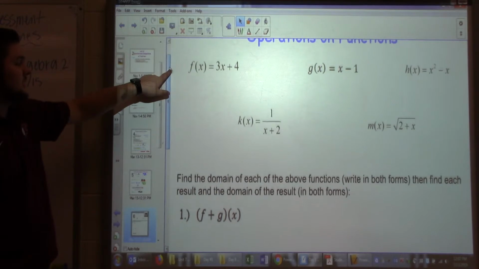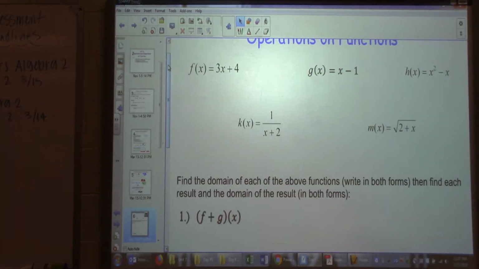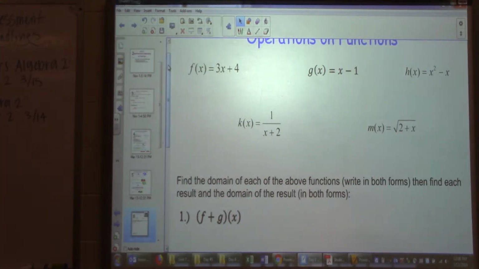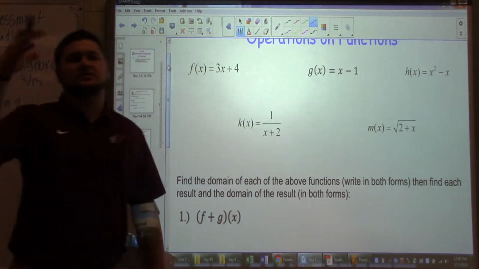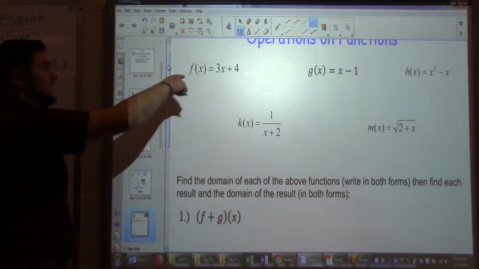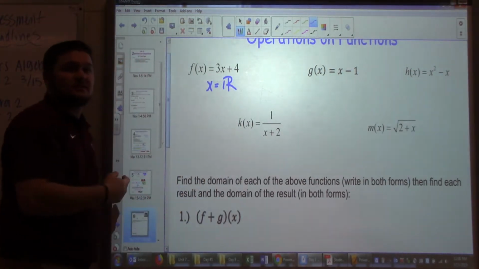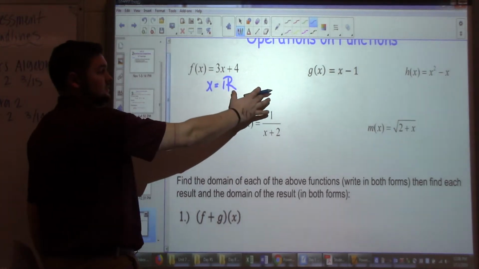Alright, let's try some operations. First of all though, let's find the domain for all of those. Alright, our first one. Look up here, f of x equals 3x plus 4. Am I going to have any restrictions on that domain? Do I have a denominator, do I have a square root? No. So my domain's going to be x in the real number set, and that's it for real number notation. I don't have any restrictions.